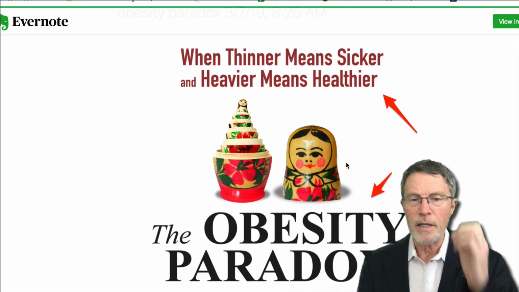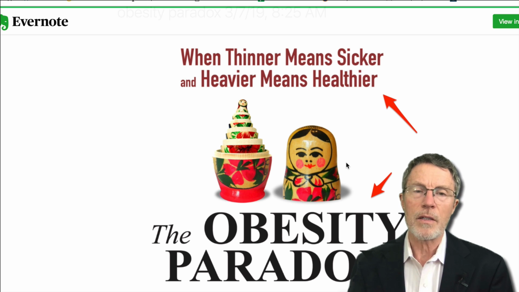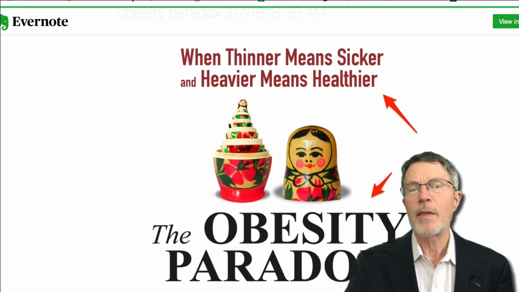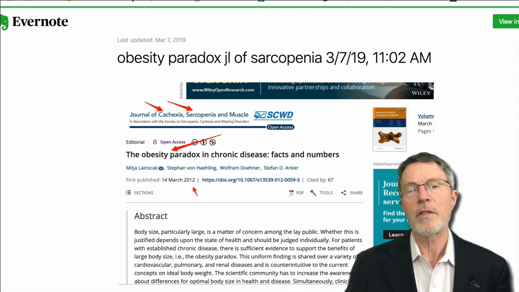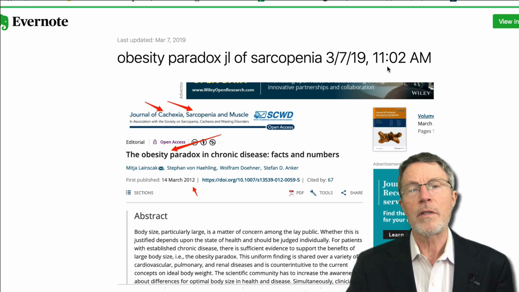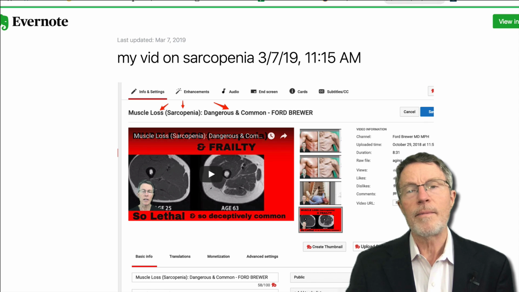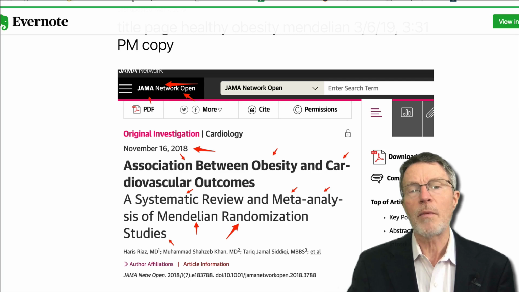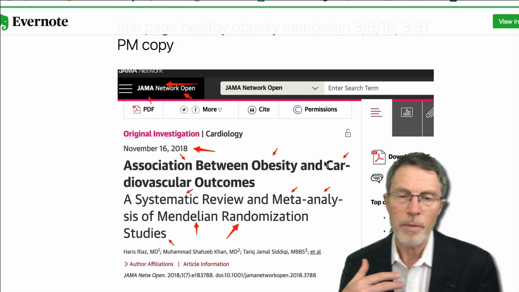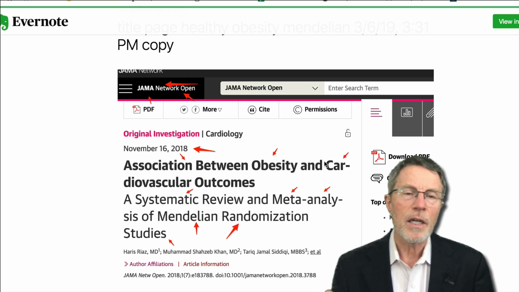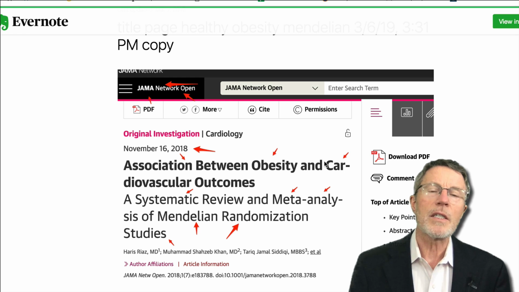Now, we first talked about it as we were going through the obesity paradox, when thinner means sicker and heavier means healthier. I'm not going to get deep into those studies or concepts, other than to say that as we studied that, we found that this was very much related to the issue of lethal sarcopenia. And again, we had several videos that covered those issues. We're not going to spend any time on those. We're going to go straight to the article that brought up Mendelian randomization for us, and that had to do with obesity and cardiovascular outcomes.